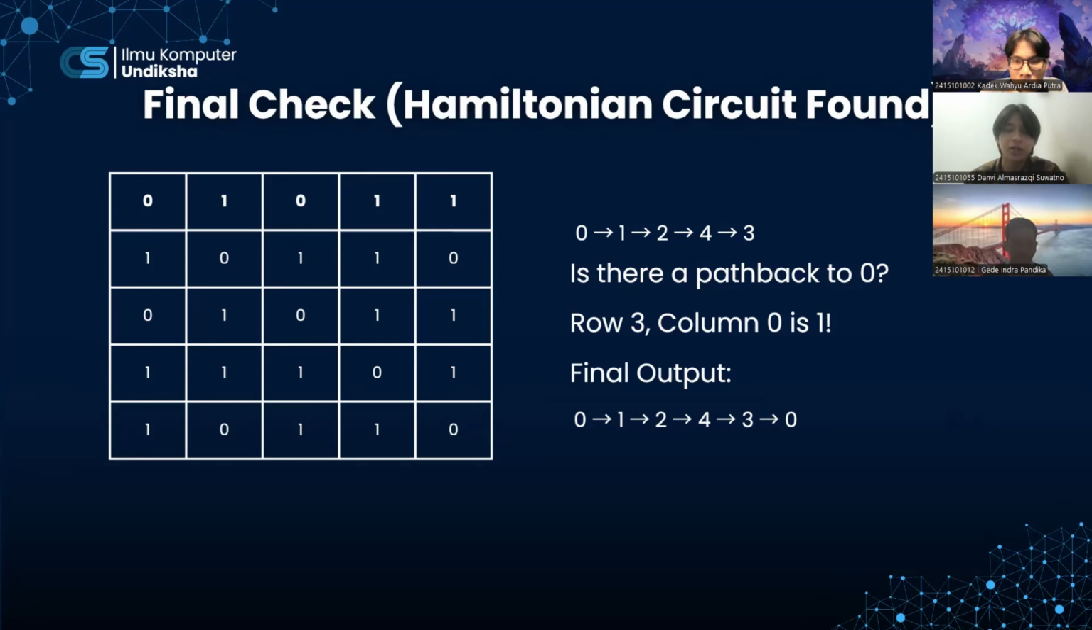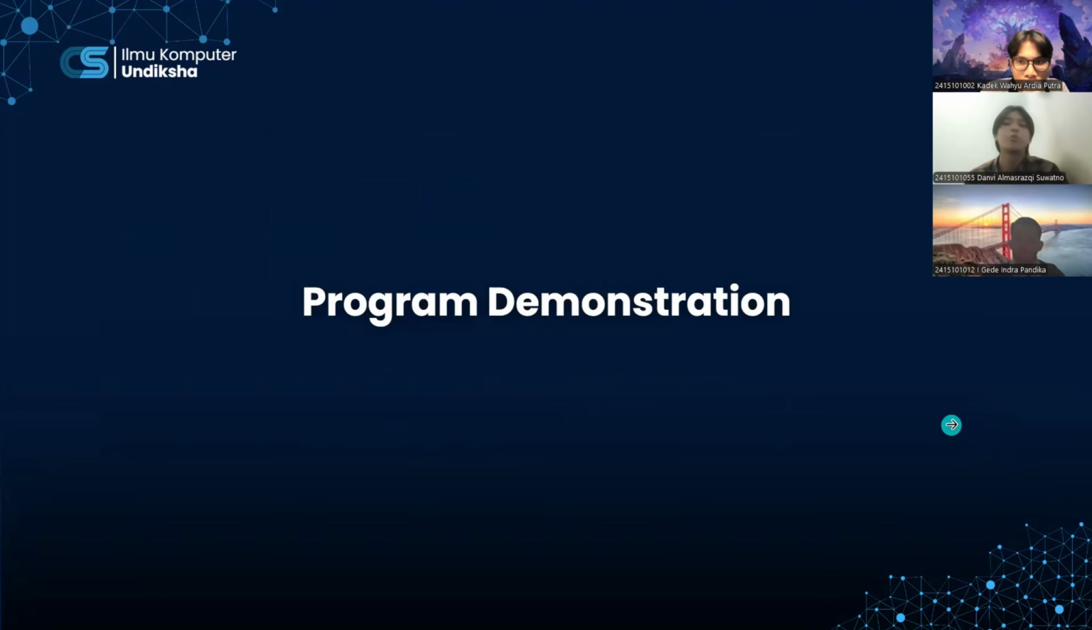Since the condition is met, the program stops and prints the discovered circuit: 0, 1, 2, 4, 3, and back again to 0. That concludes the demonstration of the search process of our code. And then we'll go to do a program demonstration.